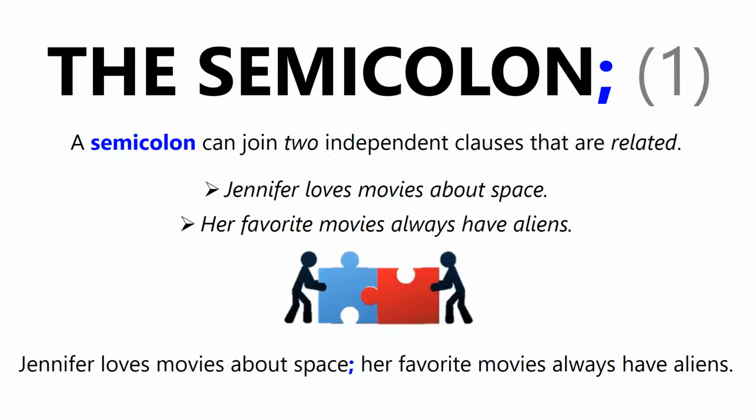So you might be wondering about that semicolon. A semicolon can join two independent clauses that are related. Here's an example. Jennifer loves movies about space. Her favorite movies always have aliens. These sentences are both independent clauses, of course, and they're both related to what sort of films Jennifer likes. So we can join them together with a semicolon. Jennifer loves movies about space, semicolon. Her favorite movies always have aliens.